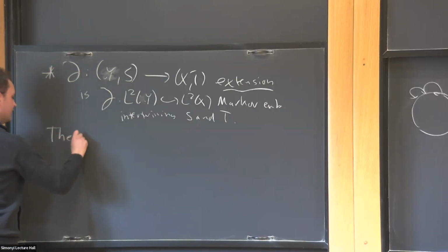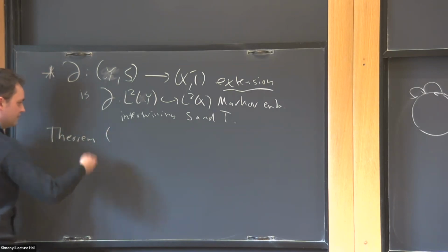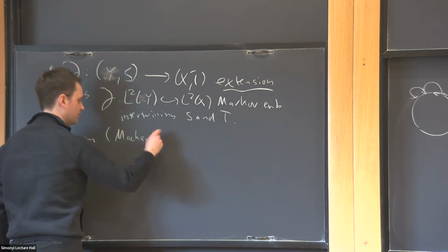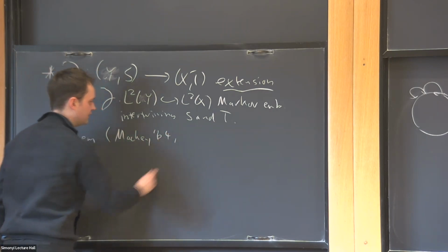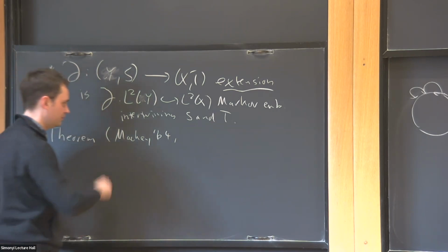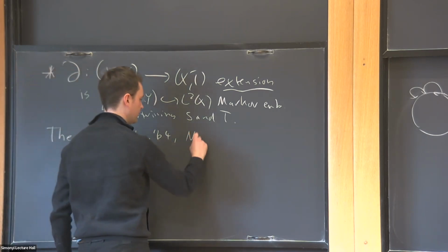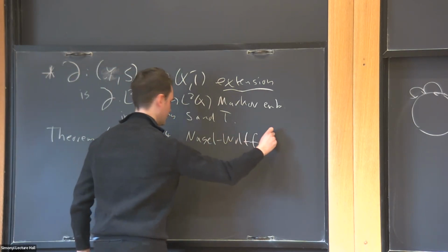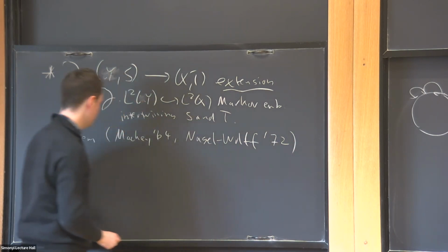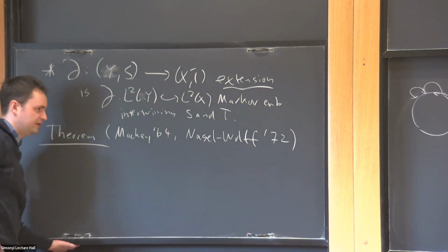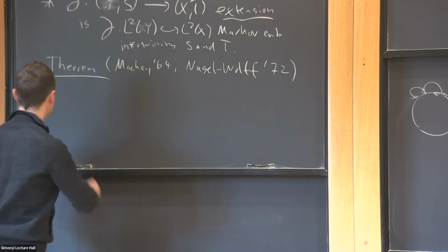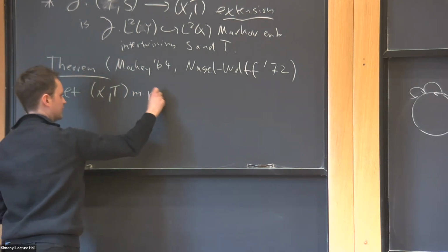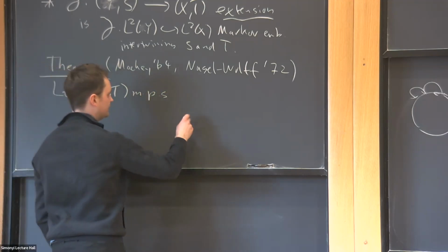So this is the general version due to Mackey in the separable case, and then there's a functional analytic inseparable version by Nagel and Wolff from 1972, and basically the same thing as before. But so now let's say we have such a measure preserving system as I just defined, and say that it is ergodic.